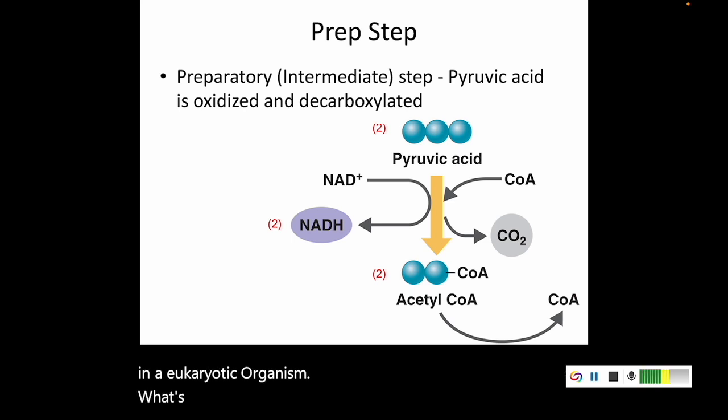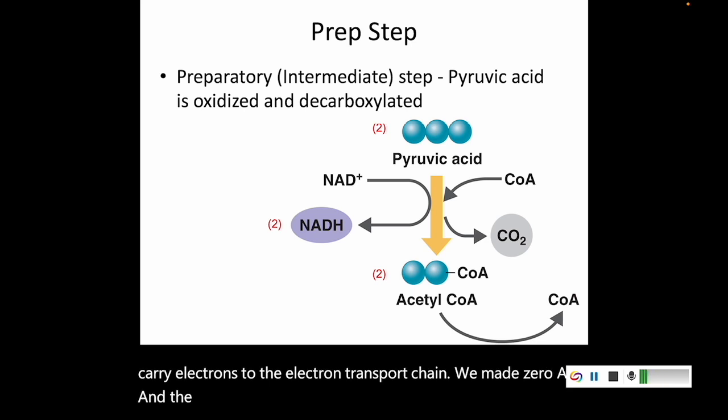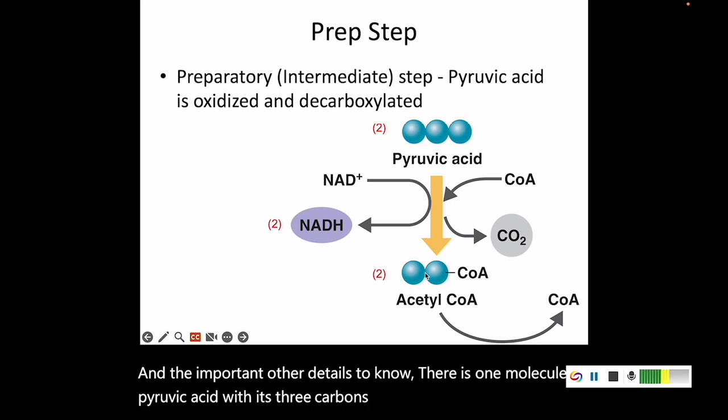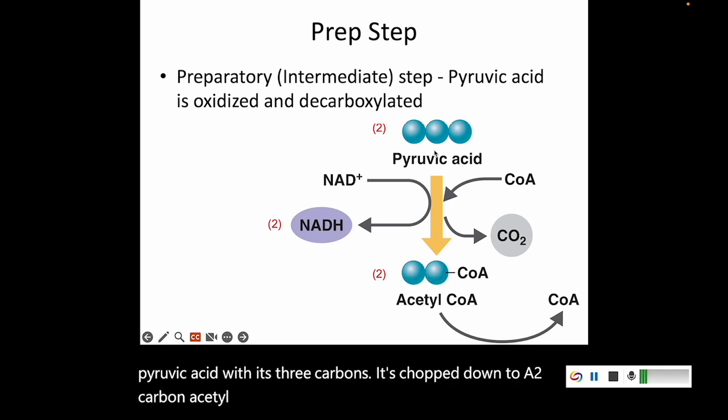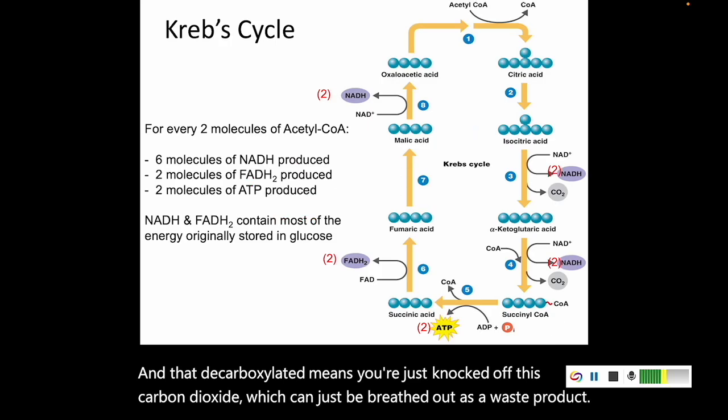What's important here, we made 2 NADH, which is going to carry electrons to the electron transport chain. We made 0 ATP. And the other important details to know there: 1 molecule of pyruvic acid with its 3 carbons is chopped down to a 2-carbon acetyl-CoA. We have 2 pyruvic acids, 2 acetyl-CoAs. And that decarboxylated means we just knocked off this carbon dioxide, which can just be breathed out as a waste product. The next step is the Krebs cycle.